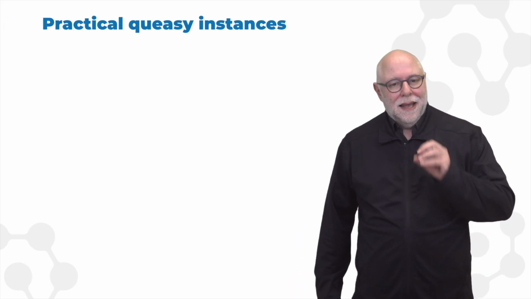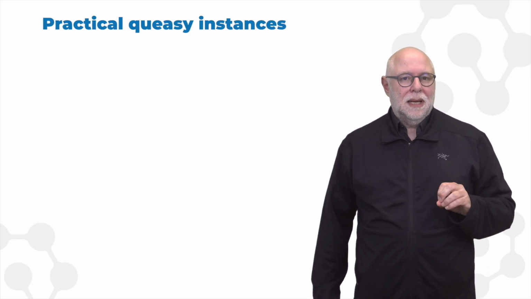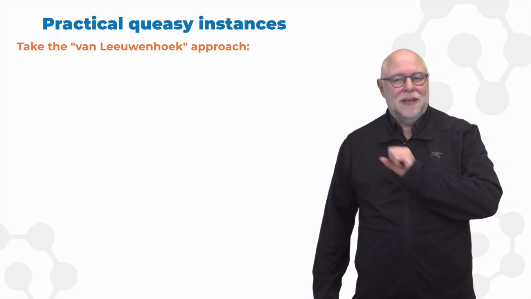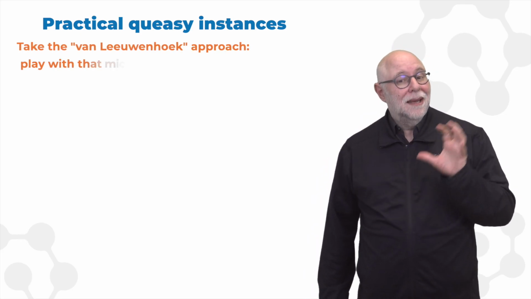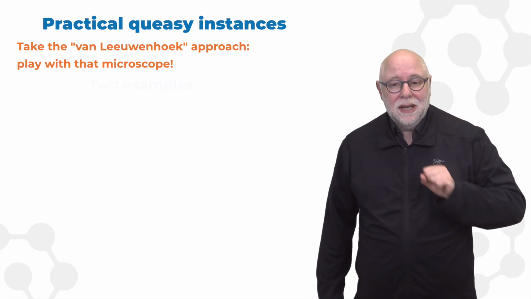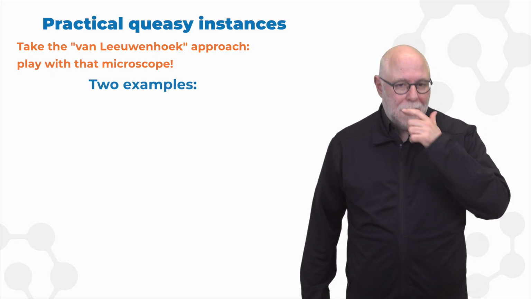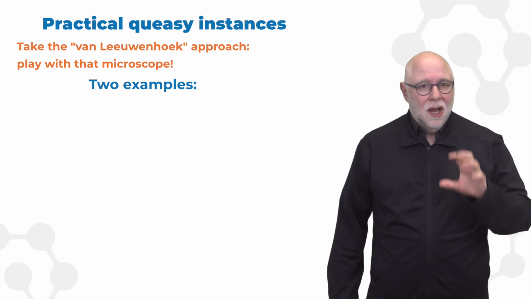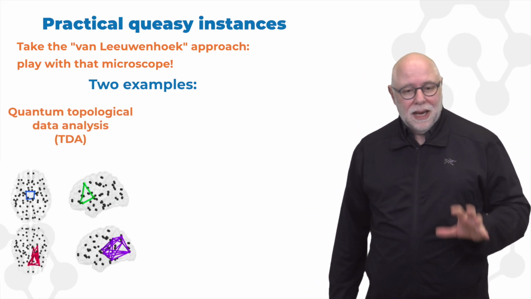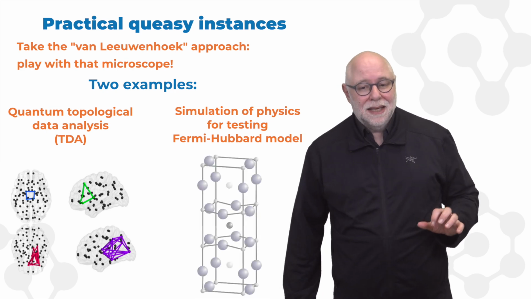So how do we work in practice with these Queasy instances? The way we approach this is by taking the Van Leeuwenhoek approach and just playing with that microscope, playing with the quantum computer. And I want to give here two examples of the things that we are currently examining. The first one is quantum topological data analysis, and the second one is on simulating physics for testing the Fermi-Hubbard model.